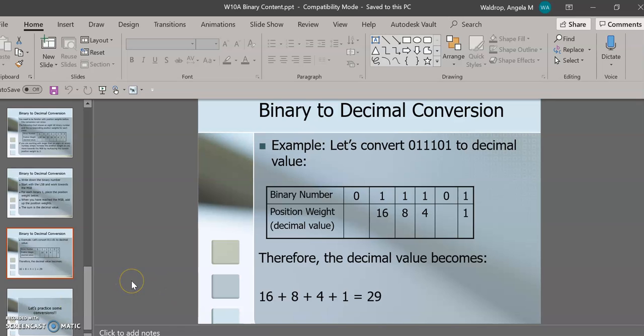So what I'd like you to do now is to open up the practice problems and try doing the practice conversions on your own. The answers are also displayed in the practice.